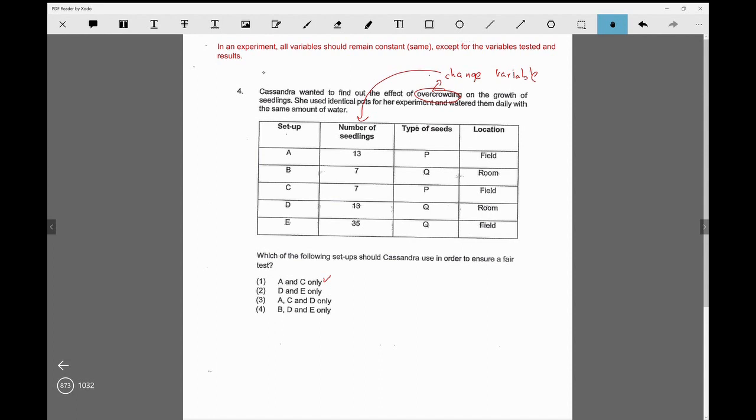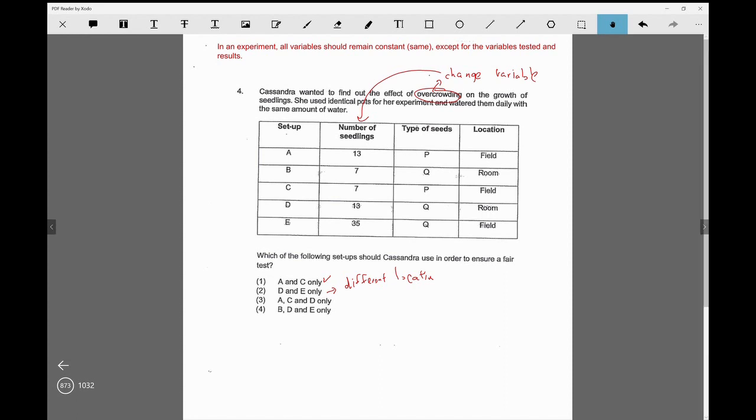Both are seed Q, but one is in the room, one is in the field, so not fair already. Different location, so not fair. Okay, because the one in the field probably will get more light, therefore it can grow better, so it will affect your results. Then they say A, C and D.